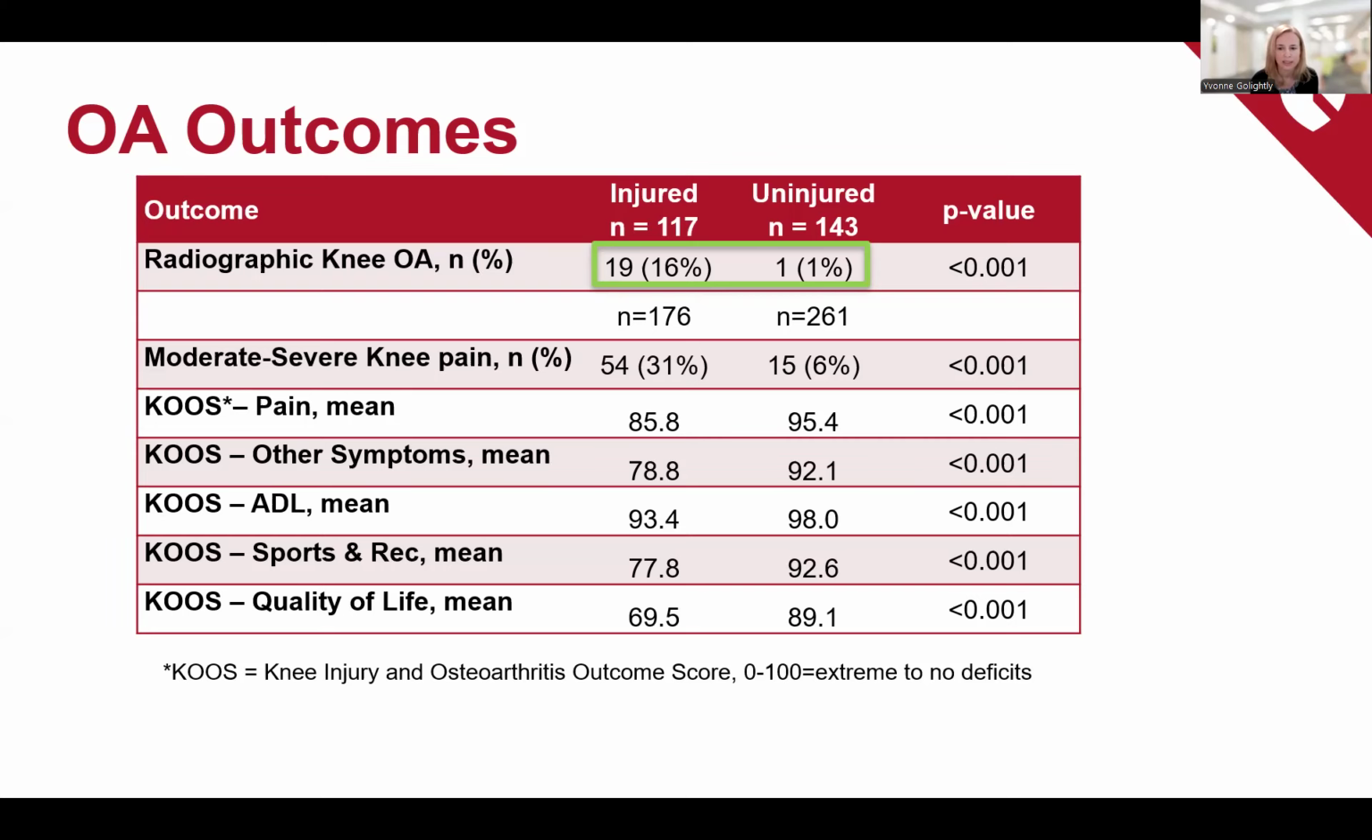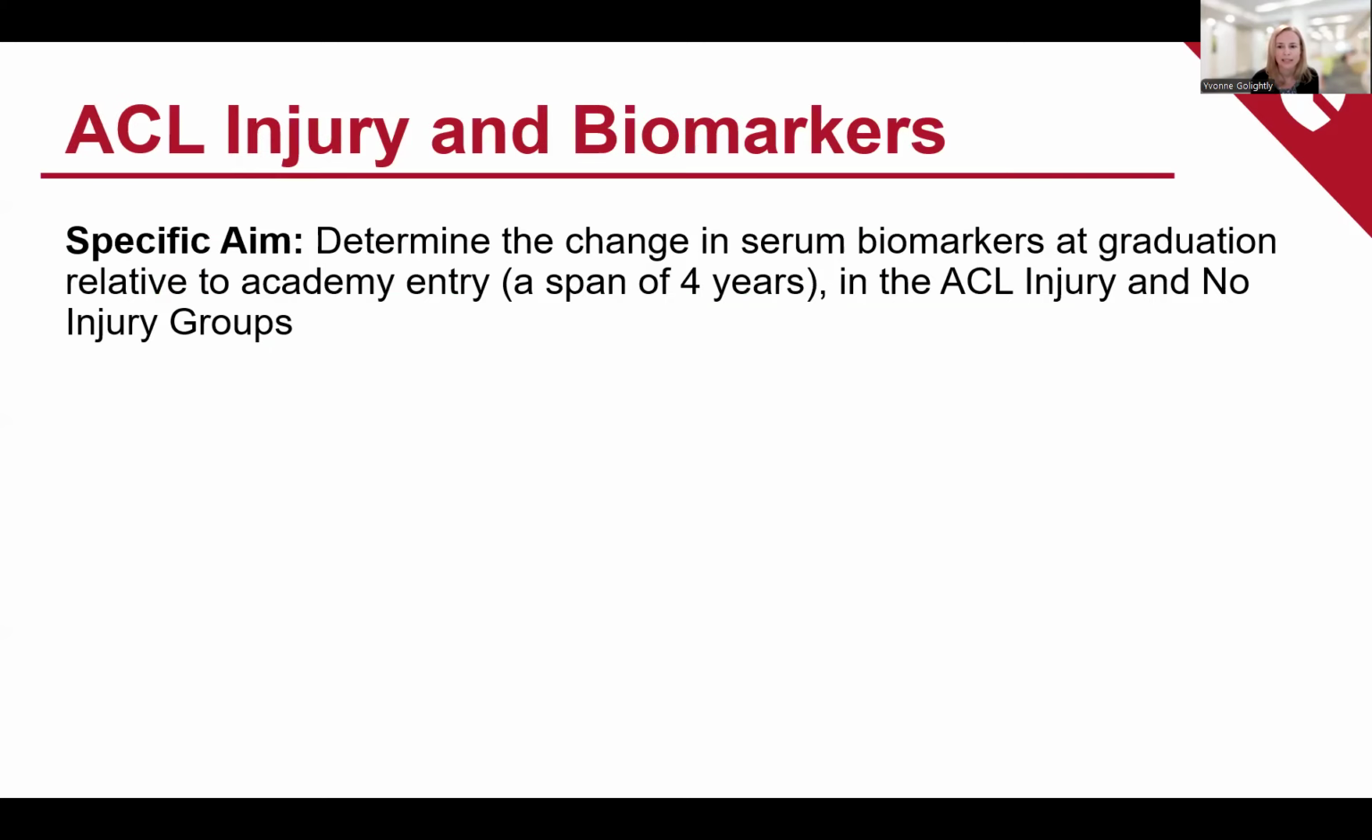Based on the questionnaire data, those with an injury history were more likely to have moderate to severe pain and more likely to have worse scores on the KOOS related to pain, other symptoms, sports and recreation, and quality of life. Another aspect we were interested in examining with this sample was the OA-related biomarkers. Now I will pass things over to Liubov, who will talk about her analyses on these data.